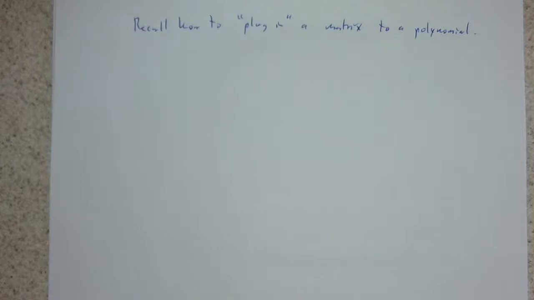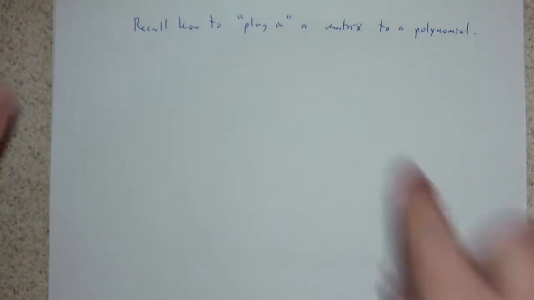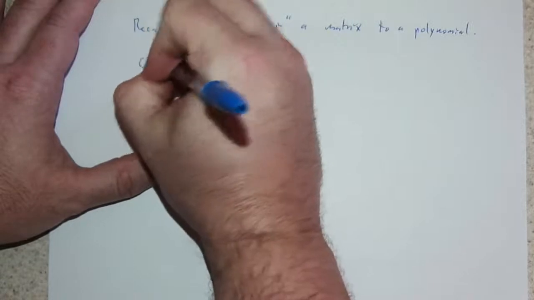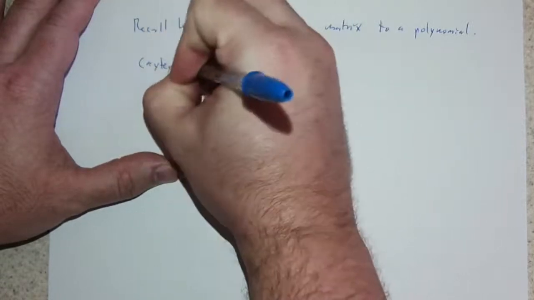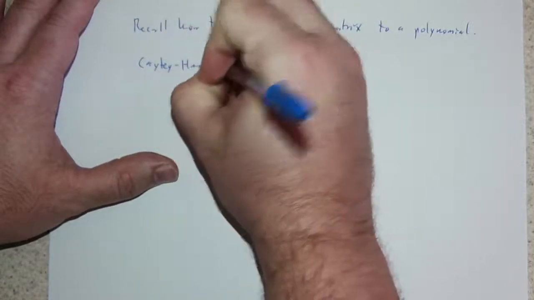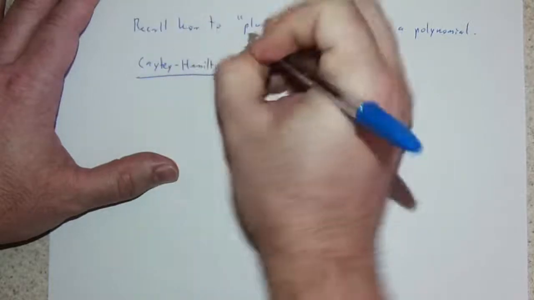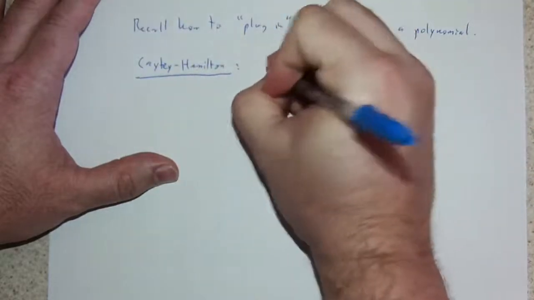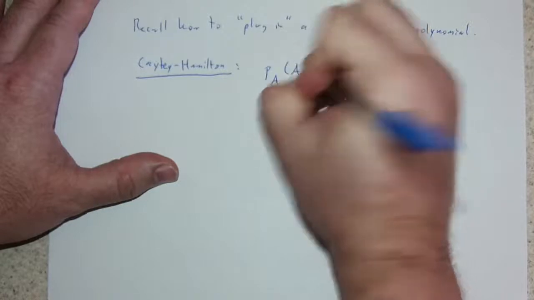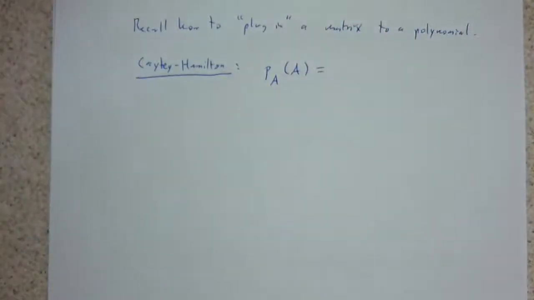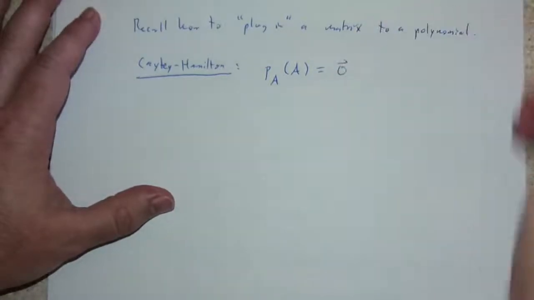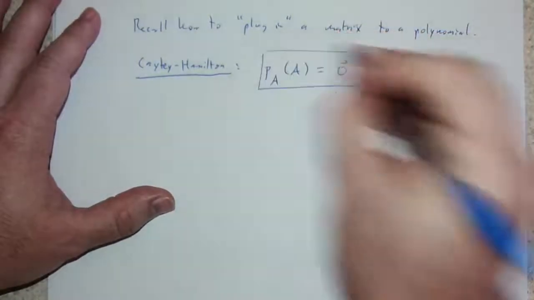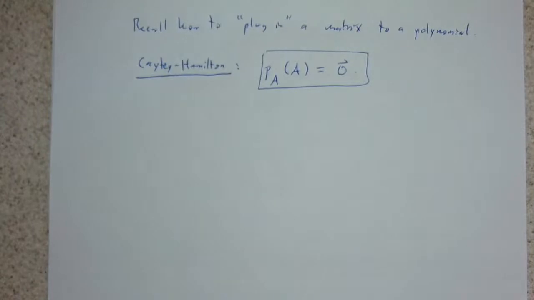Okay. All right. So what does Cayley-Hamilton say? It says that if you plug a matrix into its own characteristic polynomial, you get 0. You get the 0 vector.